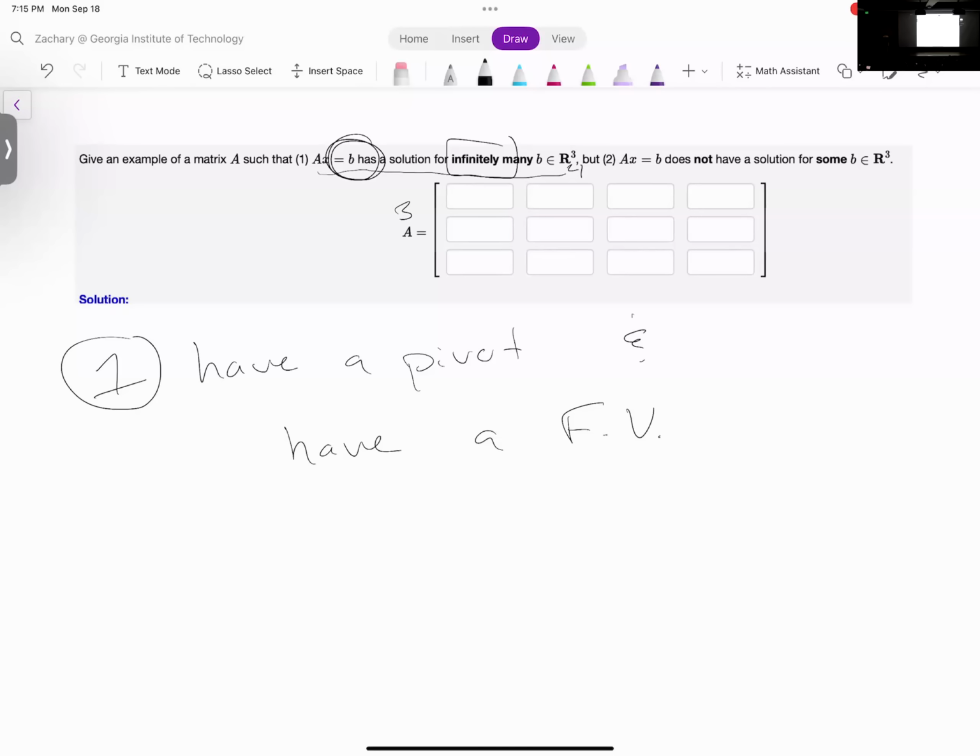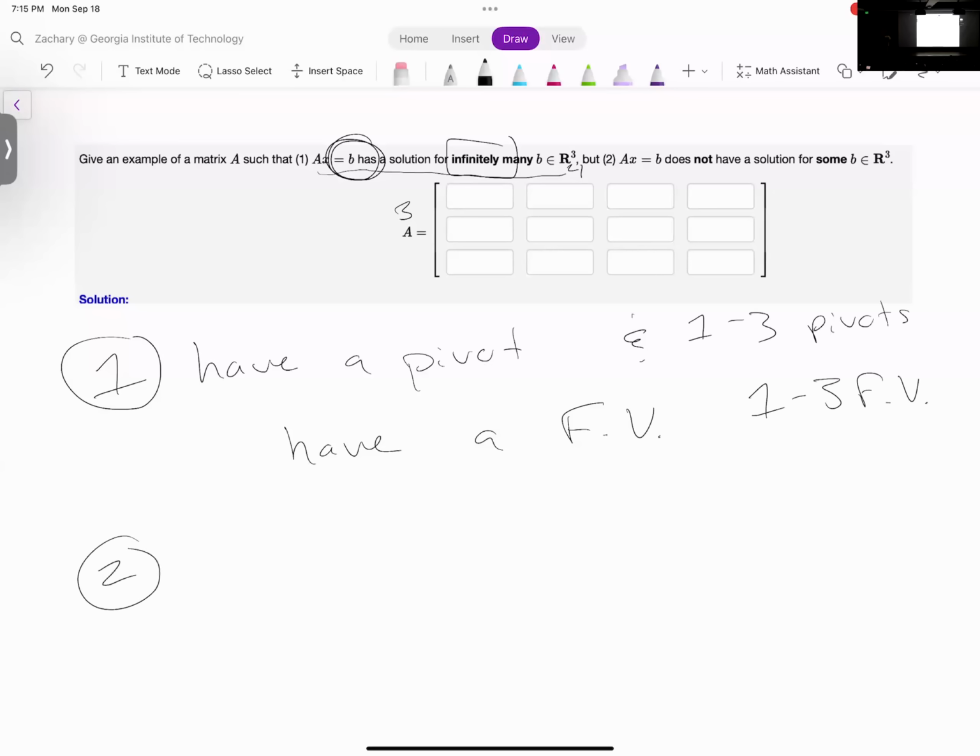Okay. So to have a solution for some B, we have a pivot. To have infinitely many solutions, we have a free variable. We need to have at least one. We can have 1, 2, or 3. We can't have 4 because if we have 4, we're missing that qualification where we have to have a pivot. So we have to have 1 to 3 pivots and 1 to 3 free variables. Not 0 of either of them.